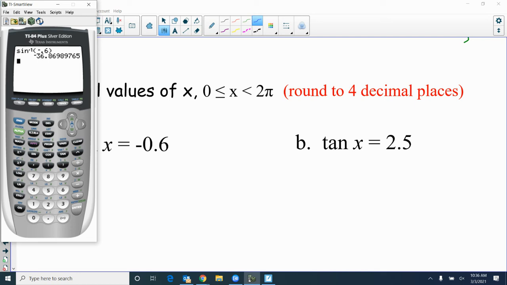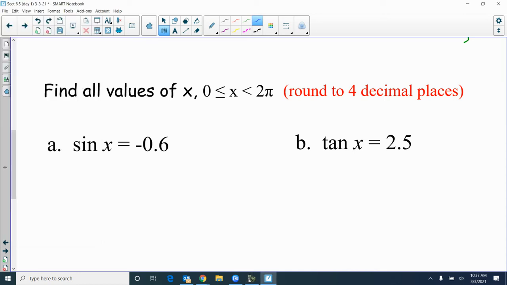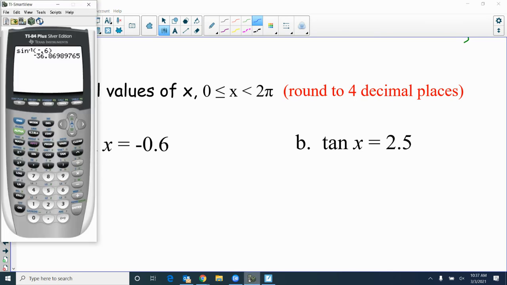Can't use that though, right? Because we need to be in radians. What quadrant is that in? In quadrant 4. Okay, because sine is going to be negative in quadrant 4 and also quadrant 3. So now at least I have an idea where it's at. I got to go to my mode and change it to radian, and I'm going to hit inverse sine, negative 0.6. Negative 0.6435 radians is about the same as negative 36.9 degrees.